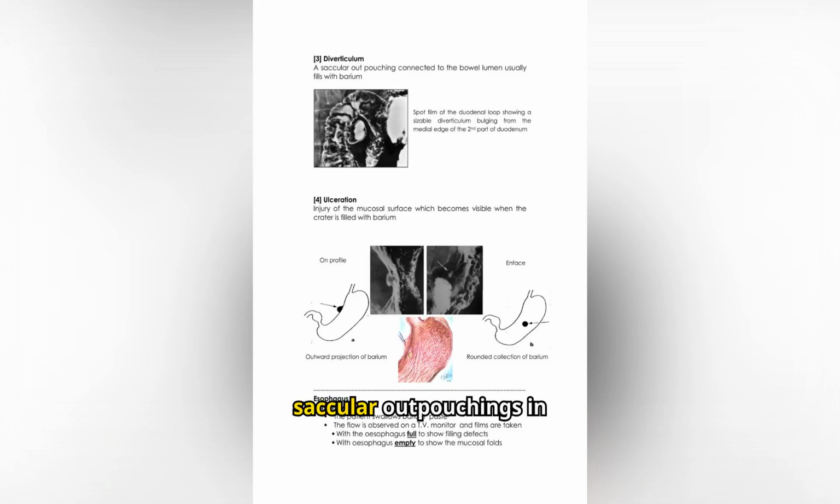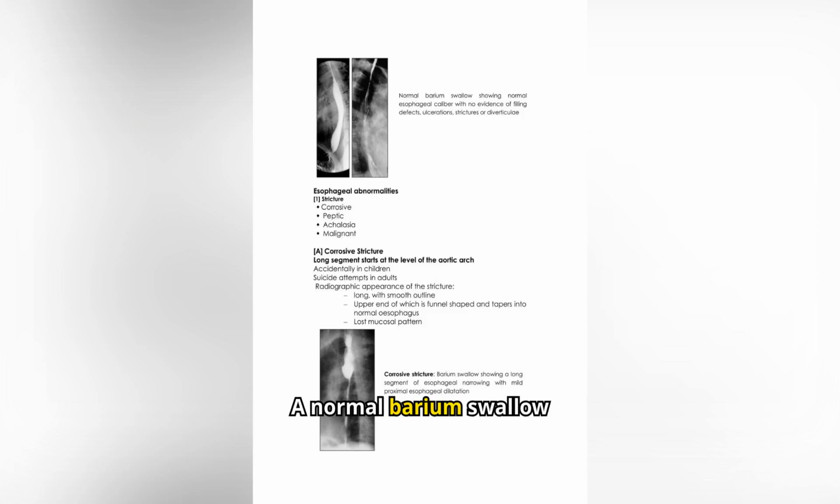Diverticulums appear as saccular outpouchings in barium studies, filling with barium to reveal their presence, aiding in the diagnosis of diverticular diseases and associated complications. A normal barium swallow shows a healthy esophagus free from filling defects, ulcerations, strictures, or diverticuli, ensuring no abnormalities are present in the esophageal structure.